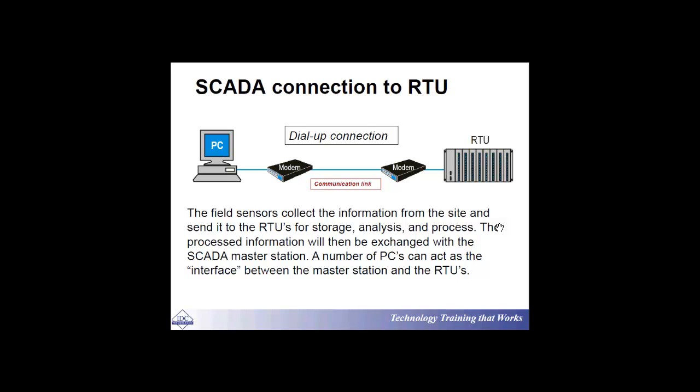Basically what happens is that these RTUs receive the information, they store the information, they analyze the information, they process the information, and if required, and if it is asked by the SCADA master station, they will dispatch the information towards the SCADA master station, or they should be able also to send it to other RTUs, share the information with other PLCs that are somehow connected to the same master station. Right? So that is the circulation of the information.